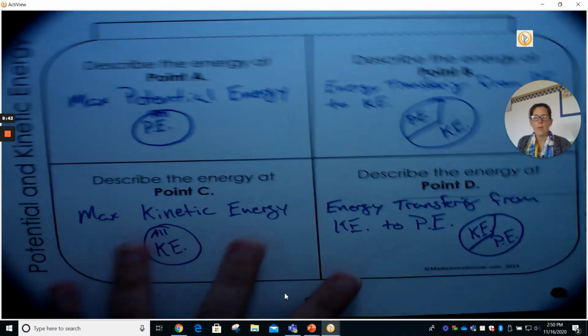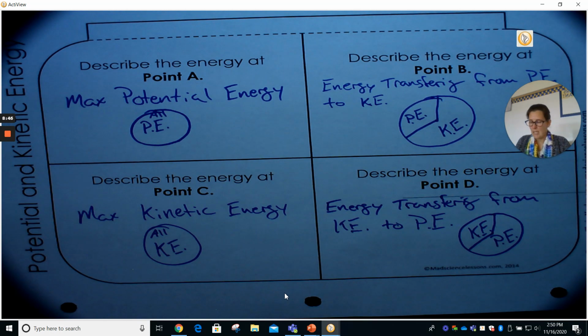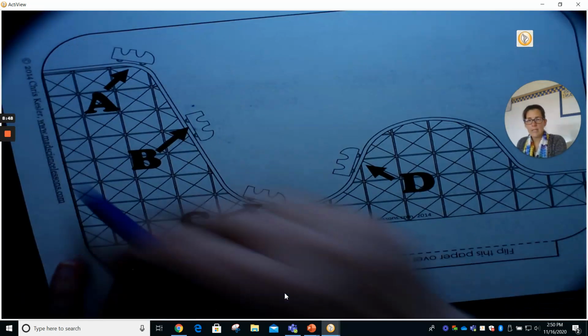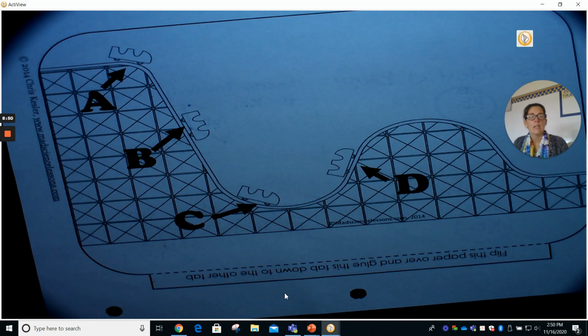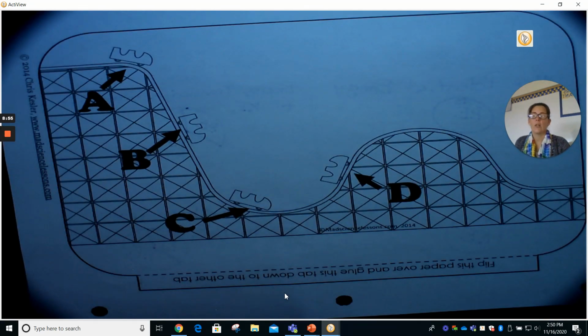Okay, so remember, you take these notes just like this, draw me a roller coaster, something along these lines, take a picture and send it to me. You've got a whole nother extra credit point. Y'all are amazing.